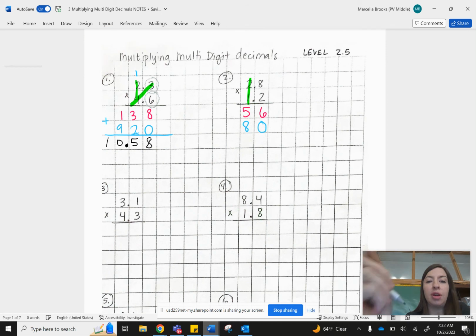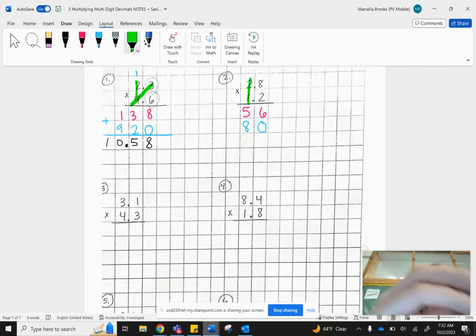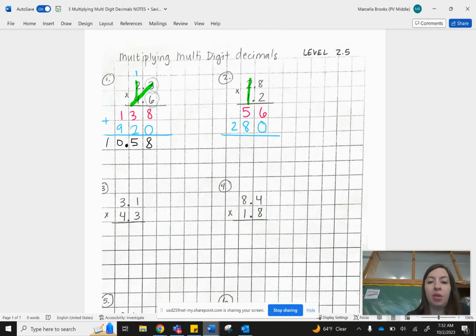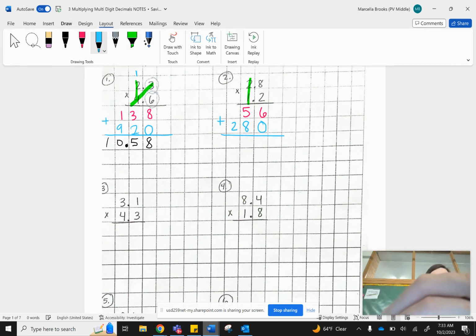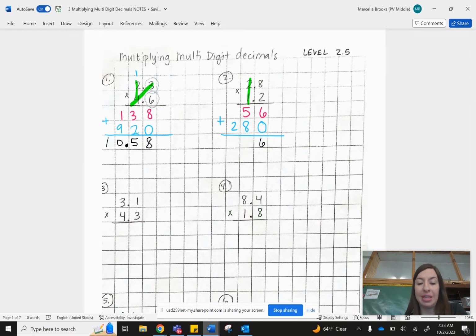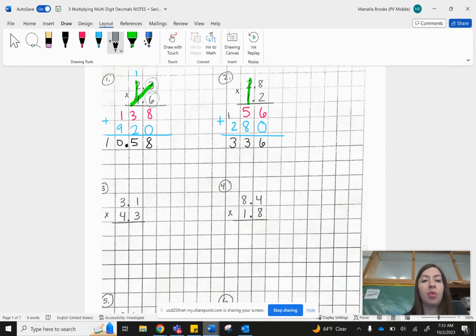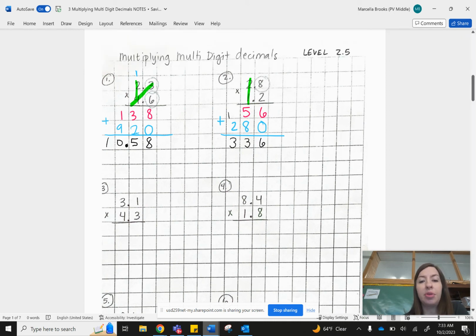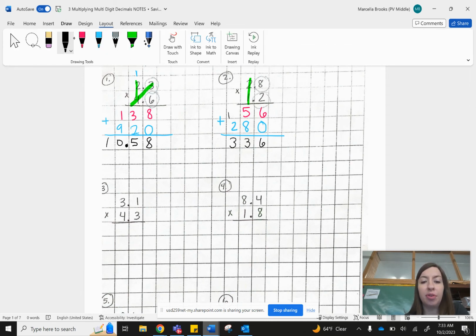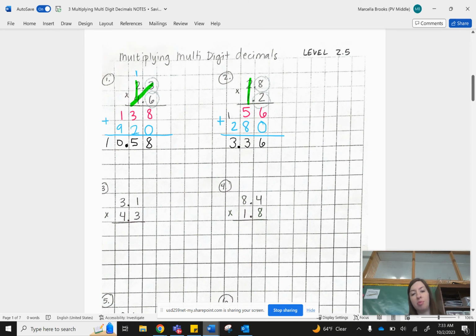And then we're going to do 2 times 1, which is 2. We add them all together. 6 plus 0 is 6. 5 plus 8 is 13. Carry the 1. 2 plus 1 is 3. Now, where to put the decimal? We have one number behind the decimal here and one number behind the decimal here. That means I have to have 2 numbers behind the decimal in my answer. So it's going to be 3.36.